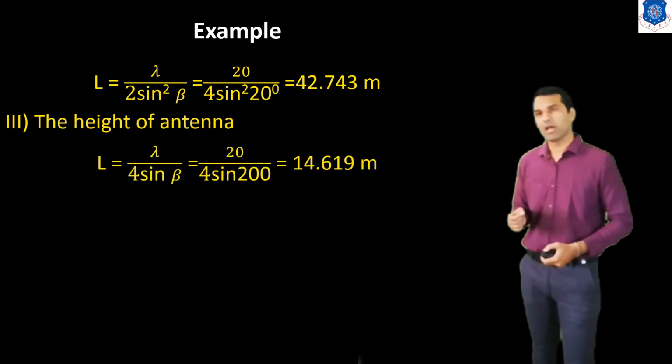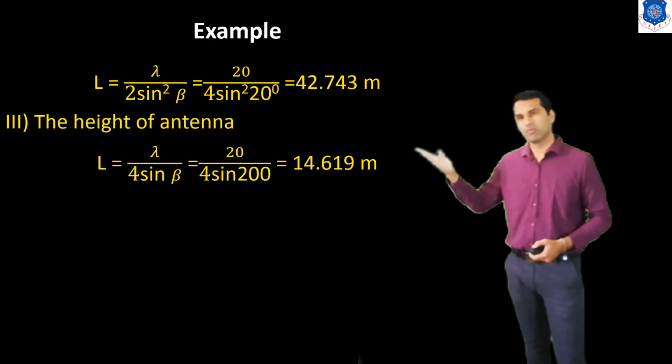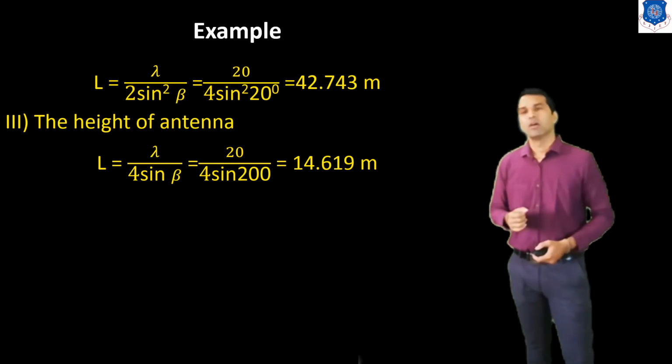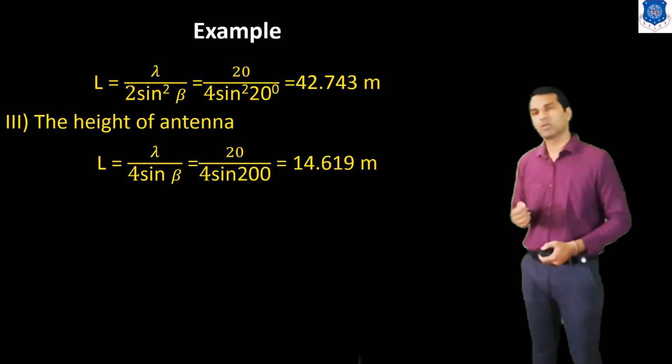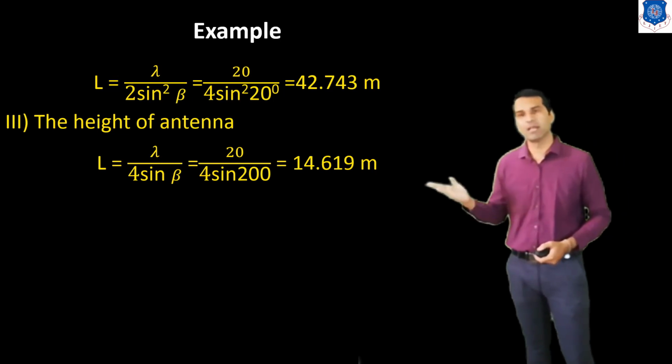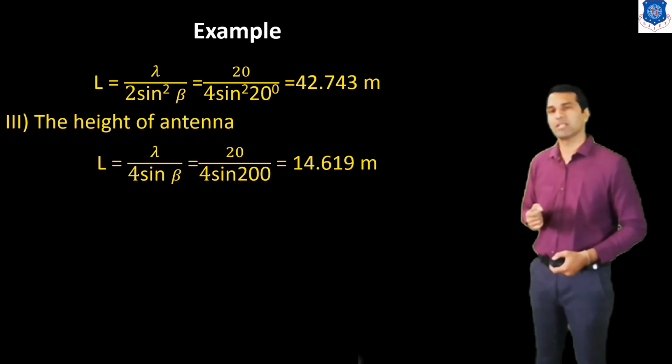And last we have to calculate the height of the antenna. H equals, we know, sorry, please consider H instead of L. H equals lambda upon 4 sine beta. So when we put the values of lambda and beta, we get H equals 14.619 meter.